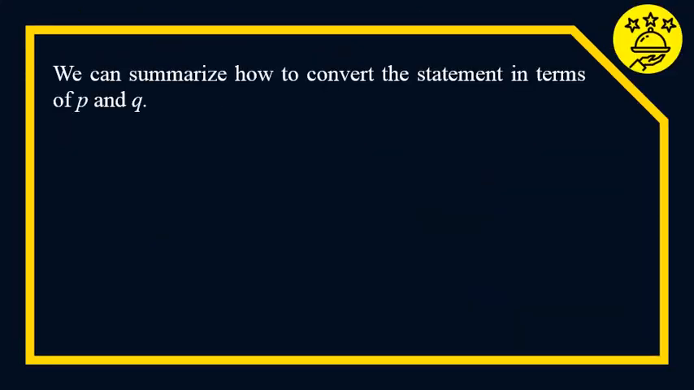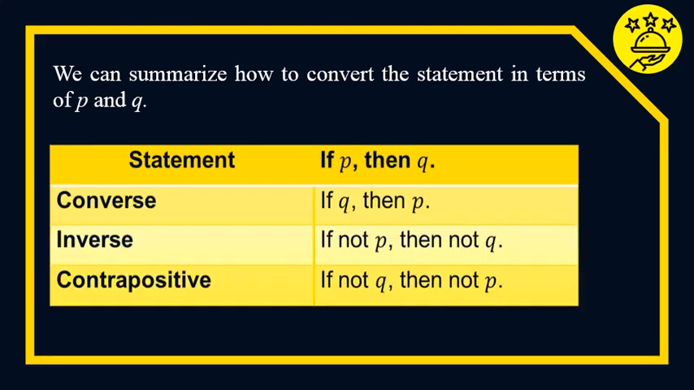Now we can summarize how to convert the statement into the form of P and Q. So if we have the statement, if P, then Q. First, the converse: if Q, then P. Inverse: if not P, then not Q. Contrapositive: if not Q, then not P.